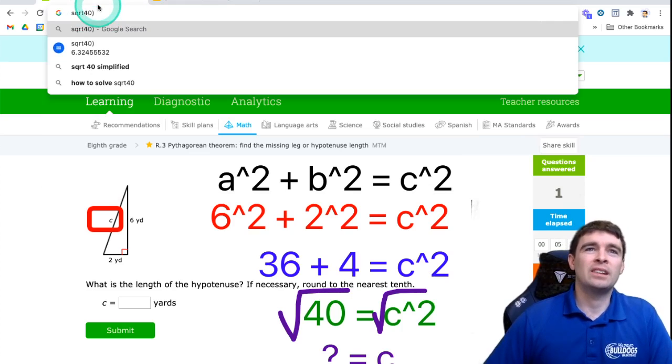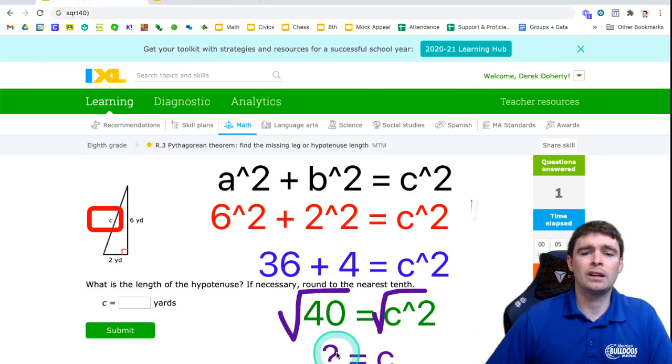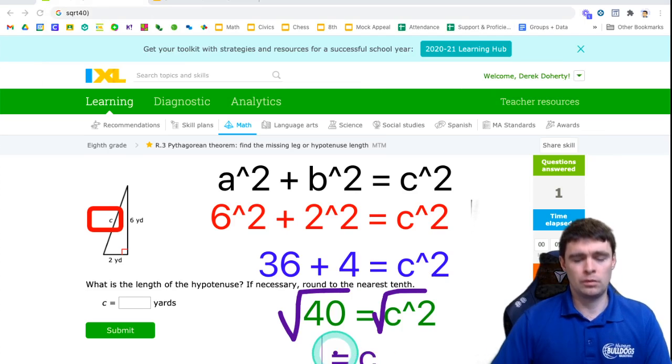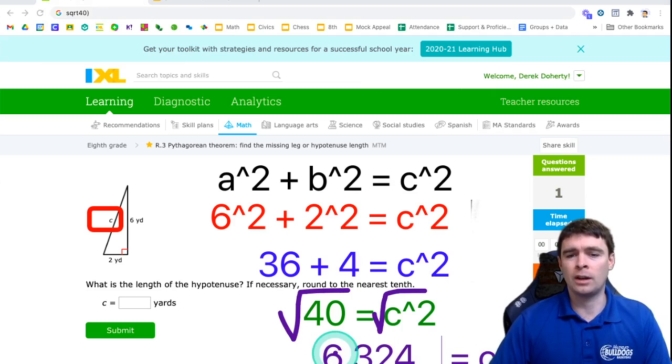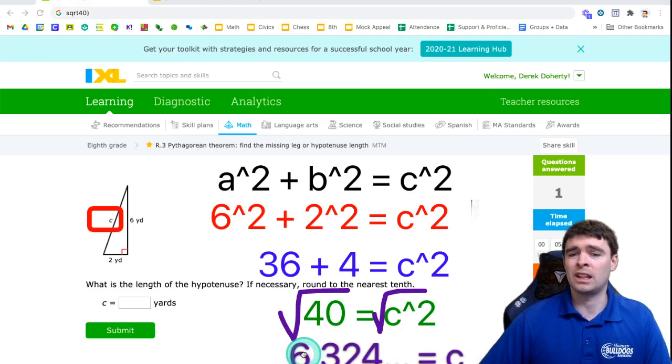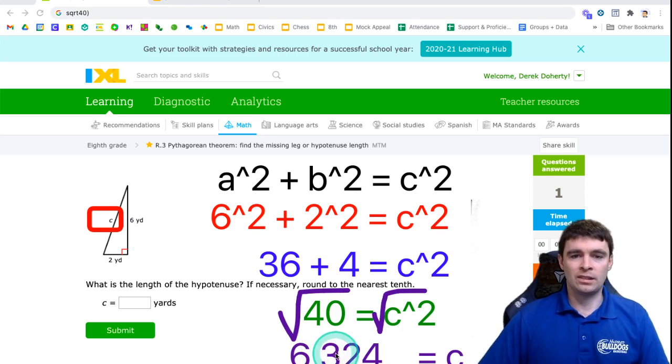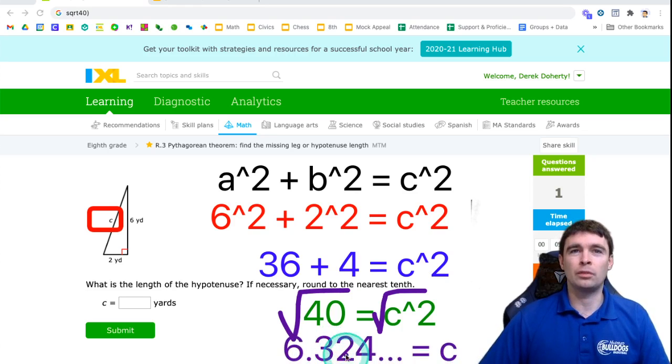Square root of 40, I see 6.324. I'm going to just put the 6.324, and then the dot dot dot is math's way of saying, hey, this answer doesn't stop perfectly at 6.324. It keeps going a little bit. We've got that dot dot dot. The decimals keep running forever.